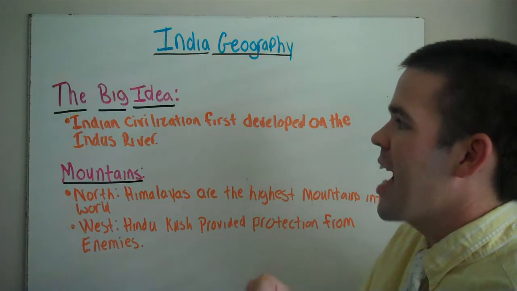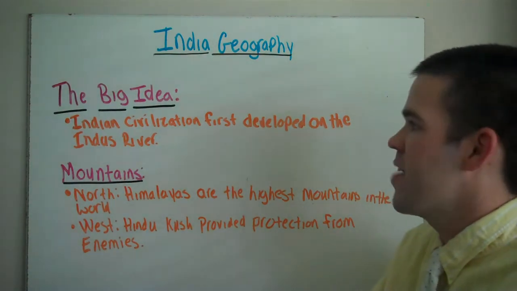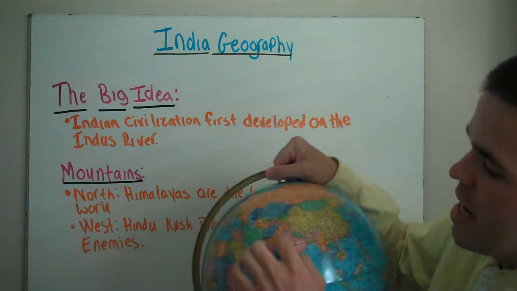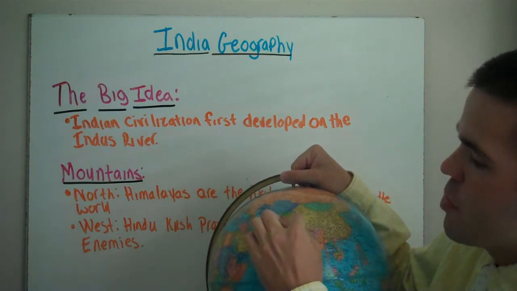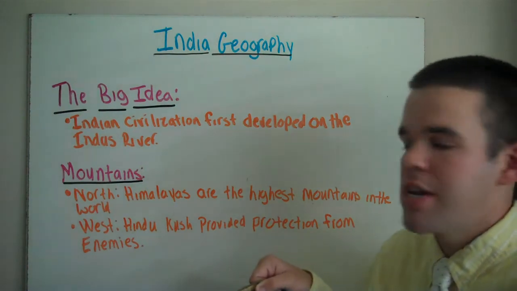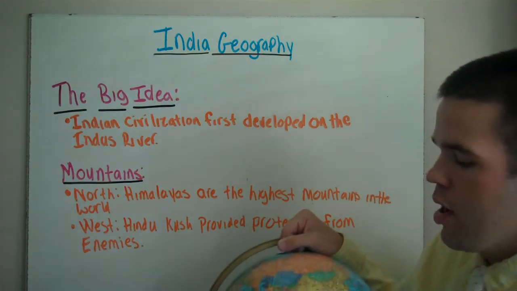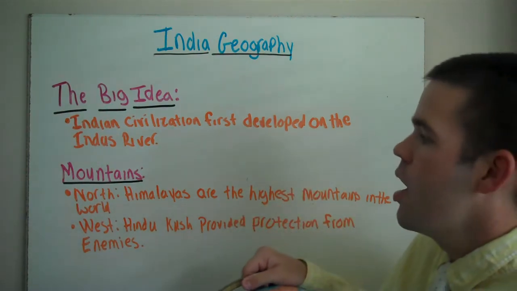Now, the big idea that we're going to start with today is that Indian civilization first developed on the Indus River. Now, where is the Indus River? The Indus River runs on the northern border of India. It runs through Pakistan as well. So the first civilization that ever appeared in India appeared on the Indus River in the north corner of India.